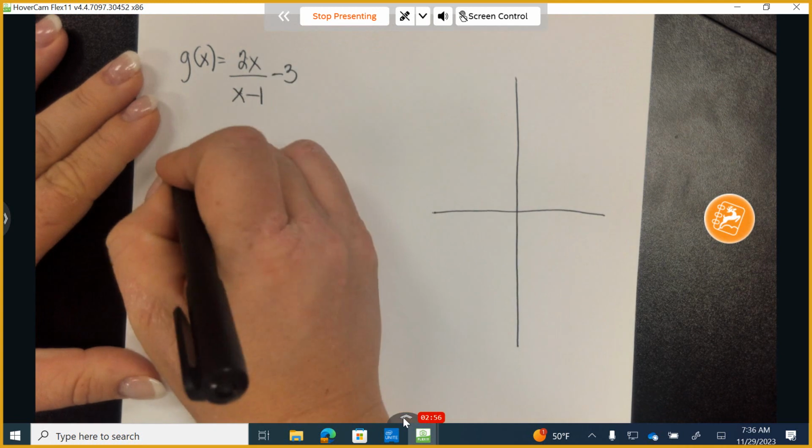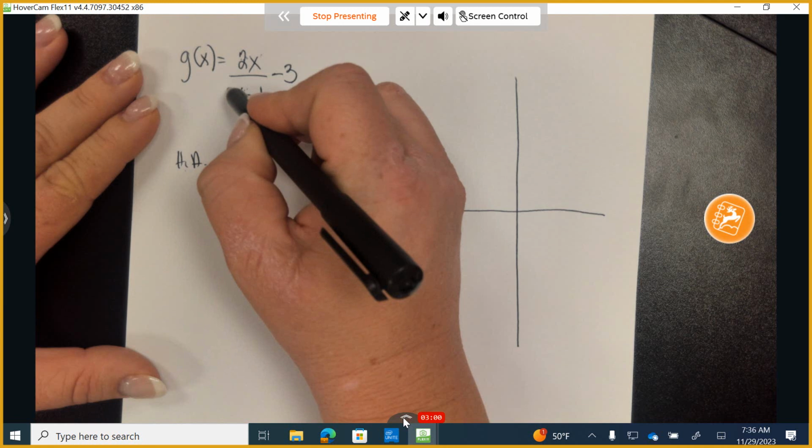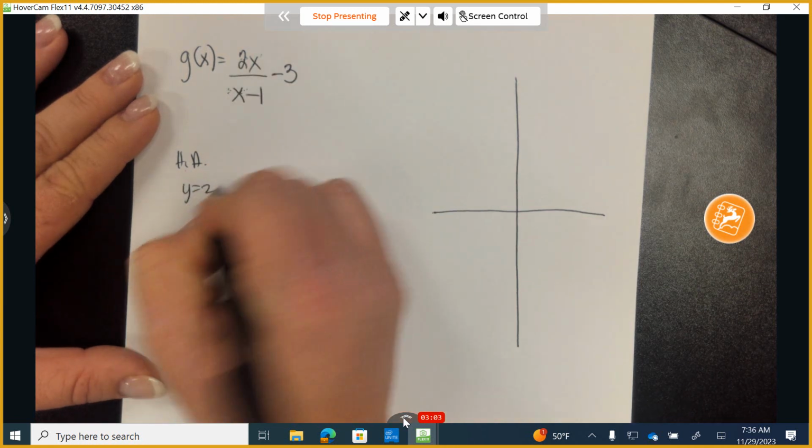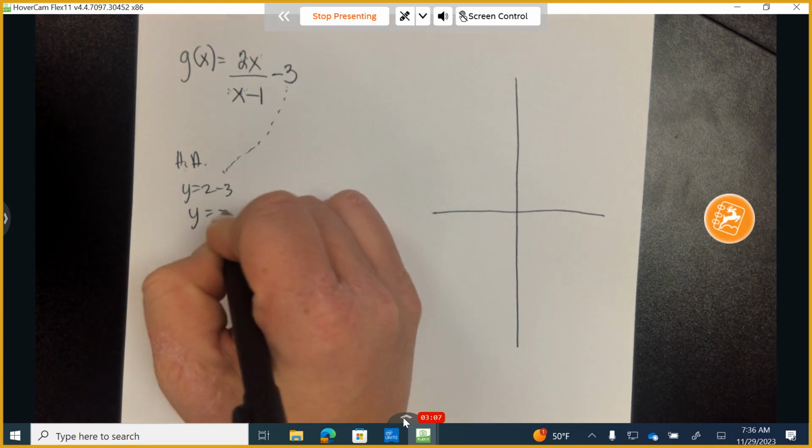So I'm going to first look at my horizontal asymptote. So 2 divided by 1, because the degrees are the same, the ratio would give me 2. But remember, we have this vertical shift down 3. So y equals negative 1.